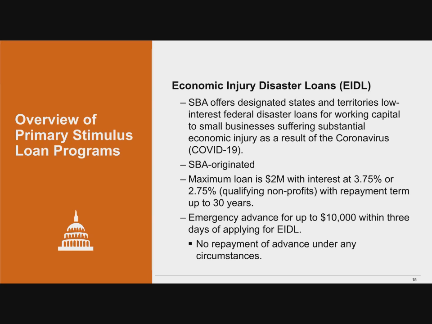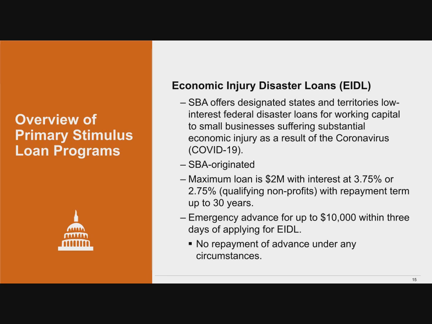Okay. Economic injury disaster, it's not a new program, but it's been enhanced for this current emergency. This is different. This is a direct loan from the government. The website is sba.gov/disaster. There's been 3 different versions of the application process since this started. Currently, there's the very, very simplified application.